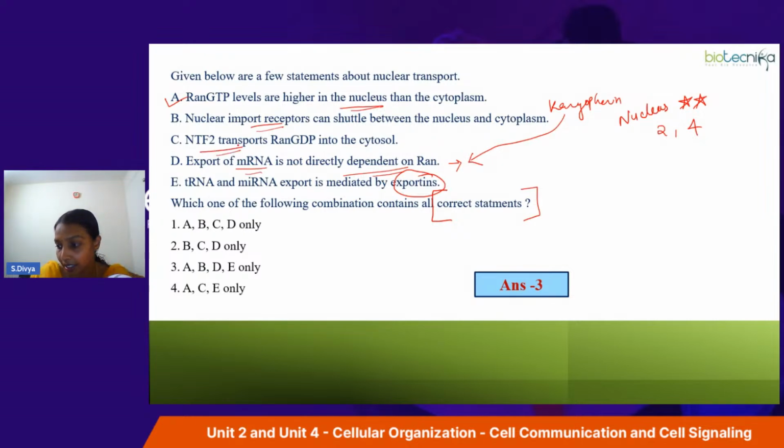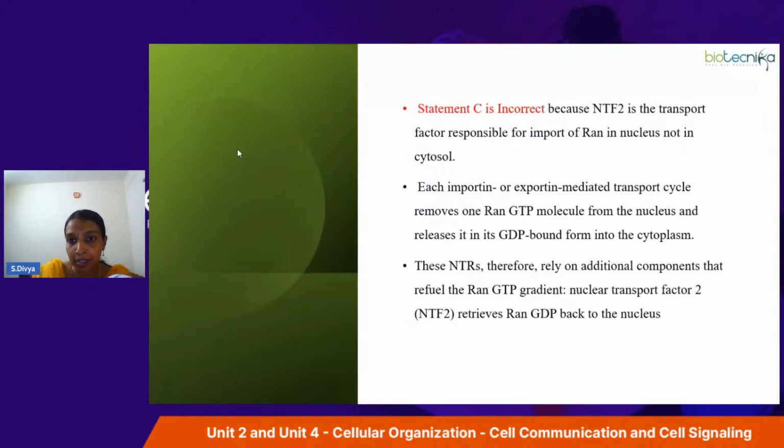Let's find out that. Yes, Suchitra. Statement C is incorrect because NTF2 is the transport factor responsible for import of RAN into the nucleus, not to the cytoplasm. Okay, that's the reason statement C is incorrect. So NTRs rely on additional components that refuel the RAN GTP, that is nuclear transport factor 2, which can retrieve the GDP form back to the nucleus.